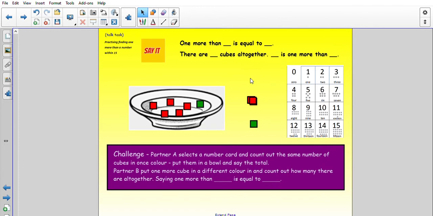Good job. You could have a go at playing this at home with your number cards and your concrete materials and see how you get on. See if you can use the stem sentences up here to work out how many there are altogether and what is 1 more than another number.